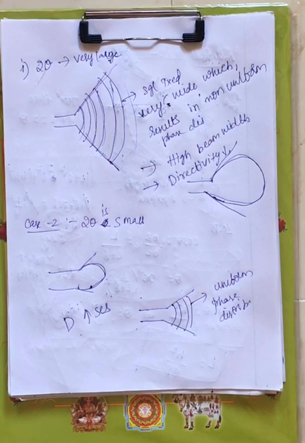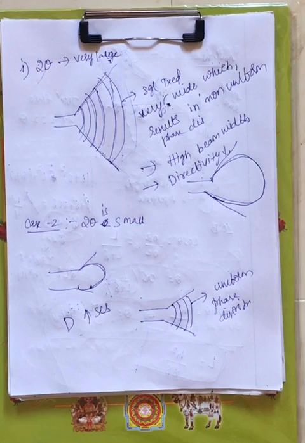Now what happens if the flaring angle is very large? That will result in non-uniform phase distribution, because the signal is transmitted widely. If the flaring angle is large, there will be a wide opening, so the signal is transmitted widely. Because of that, there will be a non-uniform phase distribution, and that results in high beam width and decreased directivity.